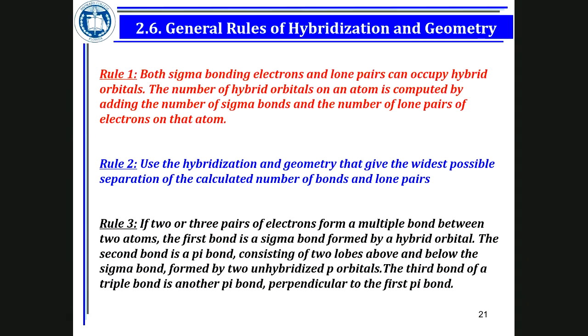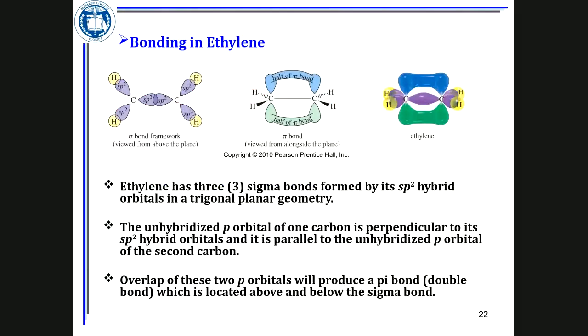Hybridization and the geometry. A sigma bond and a lone pair can each occupy one hybrid orbital. If it's a double bond, it would occupy one hybrid orbital. And then the lone pair needs to be calculated. So basically the tables that you had already.